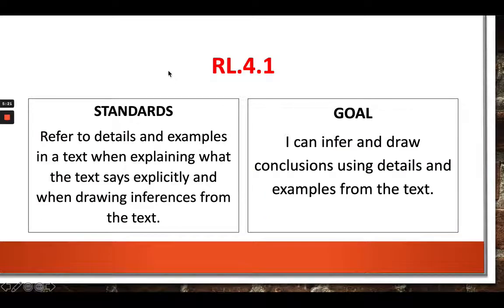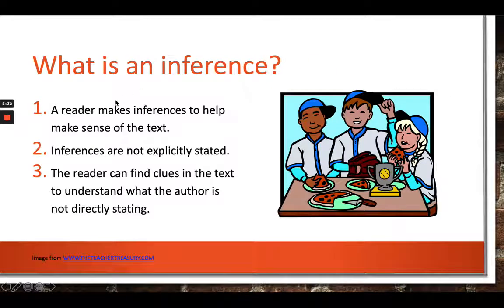Again, this was RL 4.1. Refer to details and examples in a text when explaining what the text says explicitly and when drawing inferences from the text. Remember that a reader makes inferences to make sense of the text. Inferences are not explicitly stated, and the reader can find clues in the text to understand what the author is not directly stating.